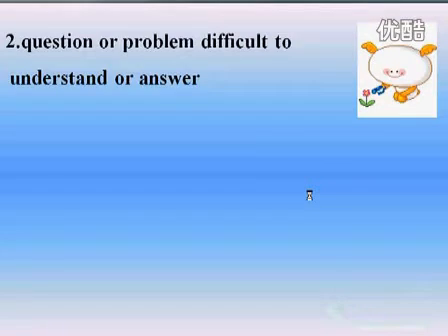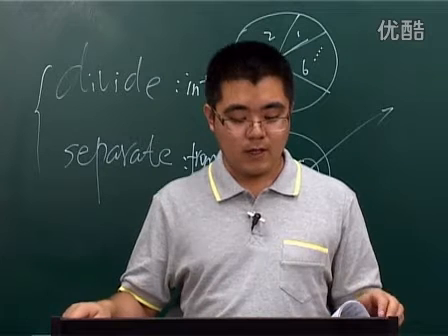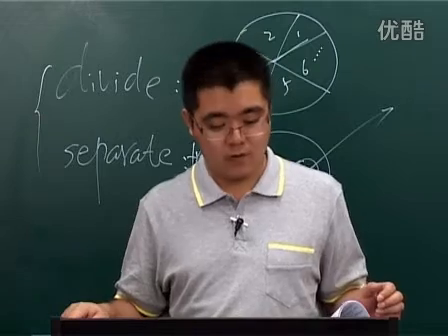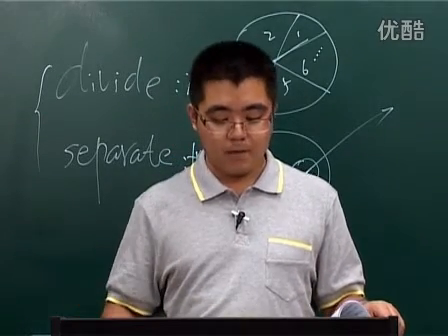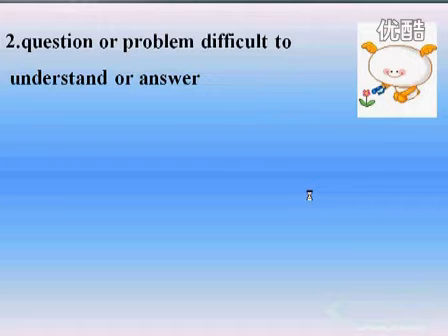Now next, a question or problem difficult to understand or answer. Now look at some paraphrase about one word. Question or problem difficult to understand or answer. Maybe we can guess this word is puzzle. We have learned this word puzzle. We need to pay attention to the double Z.